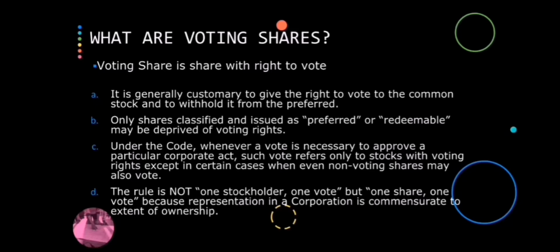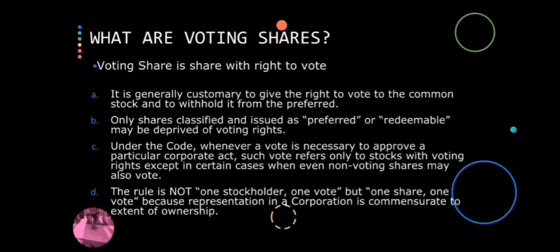Under the code, whenever a vote is necessary to approve a particular corporate act, such vote refers only to stocks with voting rights except in certain cases when even non-voting shares may also vote. So, common stock lang yung may voting rights pero there are some instances na kung saan yung preferred shares or redeemable shares may also vote. So, mamaya matatalakay yung kung saan or kung kailan lang sila pwedeng bumoto.